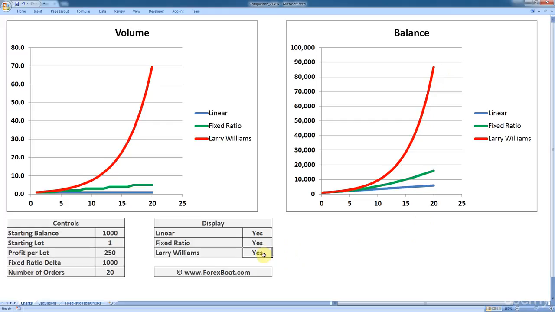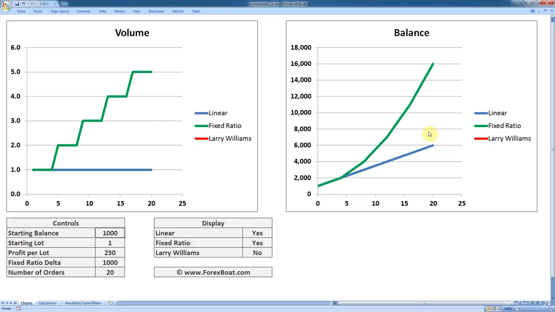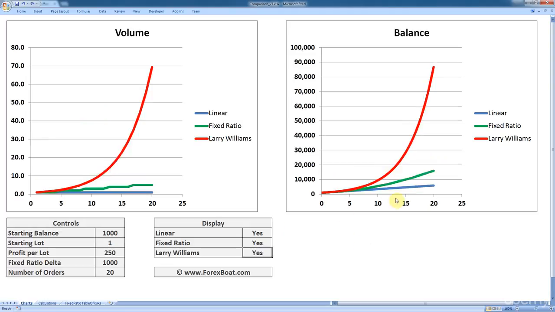So if we say, let's switch off the Larry Williams method for a second. Here, as you recall, this was quite impressive that the fixed ratio method earned $15,000 at the same time as the linear method earned only $5,000. So that was 3 times more. But now when we add in the Larry Williams method, 3 times more seems like nothing. So while a trader trading this same trading strategy earns $5,000, a trader applying the Larry Williams method earns something like $86,000 or $85,000. So that is just incredible.